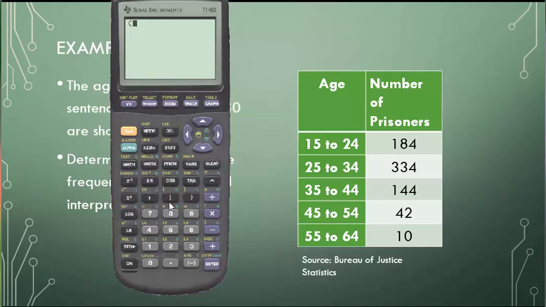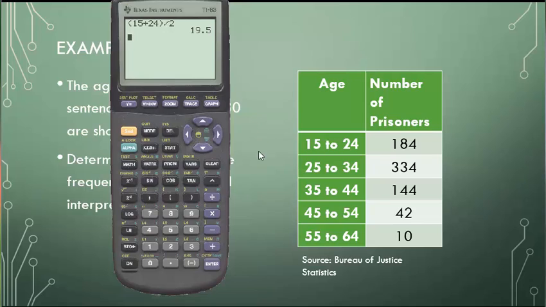So we'll take 15 plus 24 and then divide that by 2, using our midpoint formula. And so we get 19.5. That is the midpoint of the first class. Now, I don't think we need to use our calculator to get the class width. Look, 25 minus 15, that's 10. 35 minus 25, that's 10. So the class width is 10. So we can just successively add 10 to get the remaining class midpoints. The midpoint of the second class would be 29.5, and then 39.5, and so on.